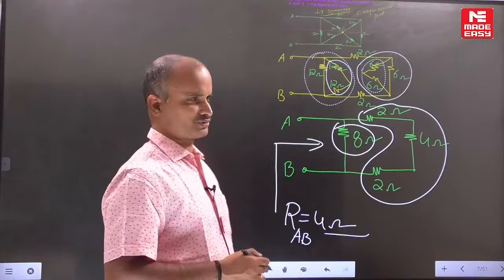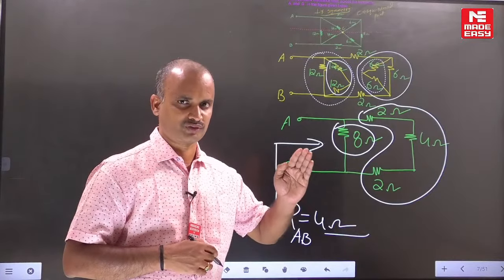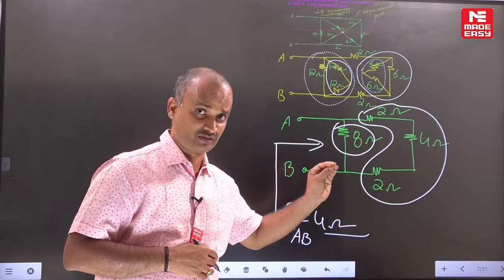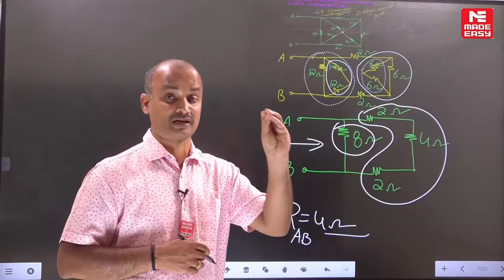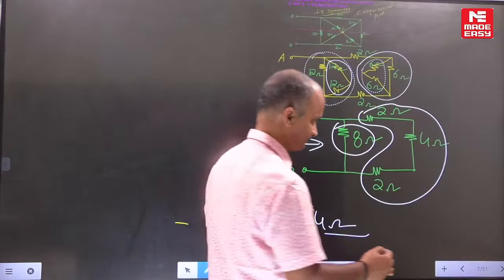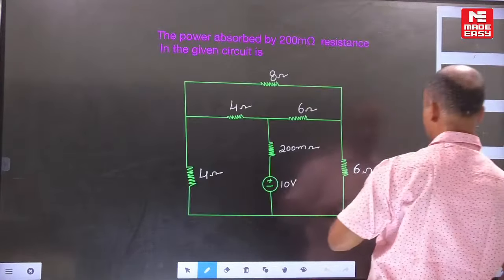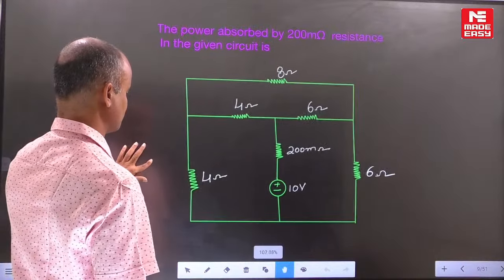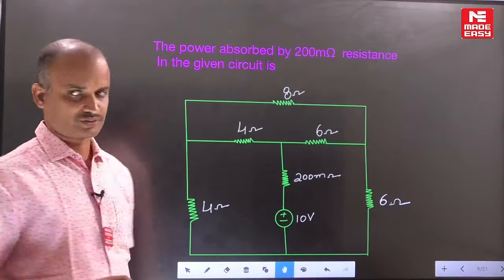But this is an easy approach to conclude the answer. Especially if you observe the previous papers of GATE, for this type of equivalent resistance problems, by using either perpendicular symmetry or parallel symmetry concept, you can easily conclude the answers. Okay. Now note this question.